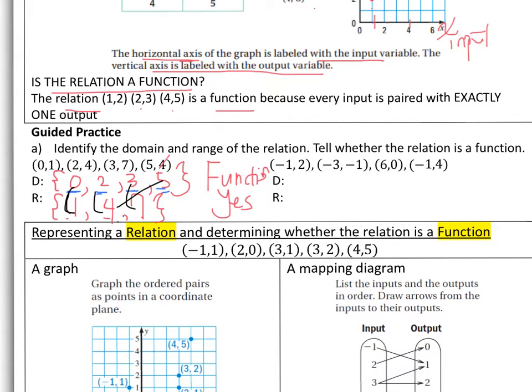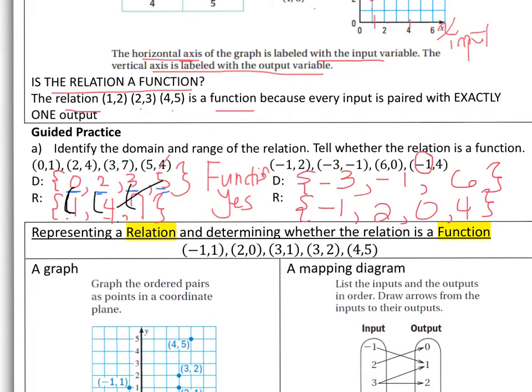Let's look at the domain here. We have -3, and then -1, and then we have -1 repeated. So we'll have to write it again. And then we have 6. Okay, and for the range, we have 2. Oh, 2 is not the smallest one. Negative 1 is. And 2, 0, 4.